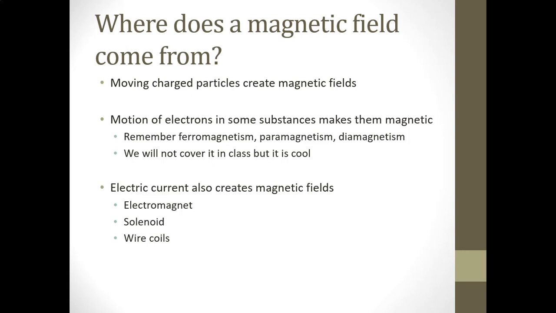It's pretty cool. It also works out that electric current can create magnetic fields. Some places that we use this in our everyday world: if you make an electromagnet, you're basically creating a magnet using an electric current. If you use a solenoid, basically an electric current wrapped around many times in a coil, think of a slinky that you put an electric current through, that will create a magnetic field. Any type of wire coil creates magnetic fields if you put a current through it.